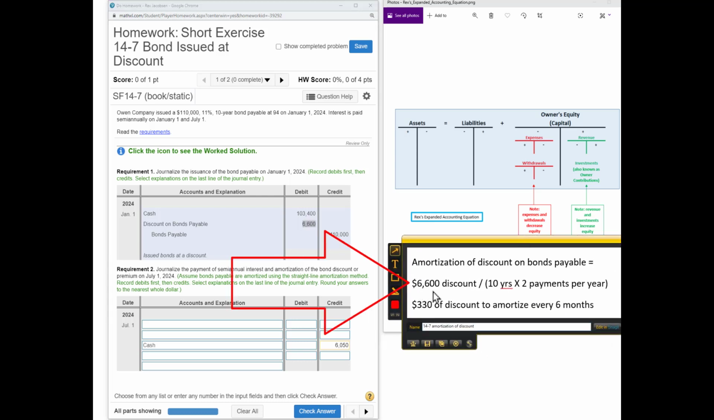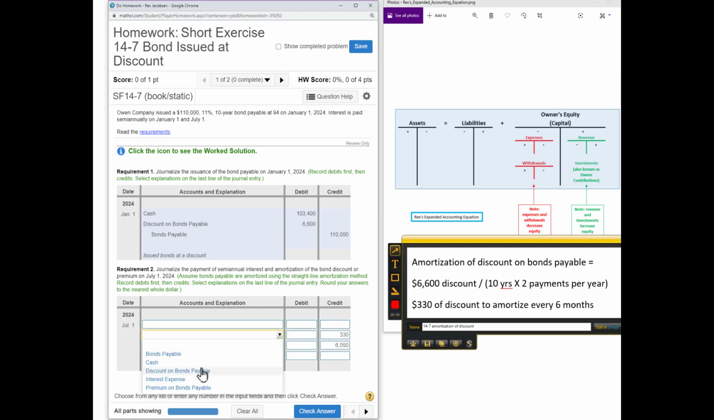So $6,600 spread out over 10 years is $660 per year. Divide that by 2, because there's 2 interest payments per year. That means we have to amortize this account $330 every 6 months. So how do I lower this account called discount on bonds payable? Well, notice it has a debit balance. So we're going to have to lower it on the opposite side. So $330, and we need to get rid of that discount on bonds payable.